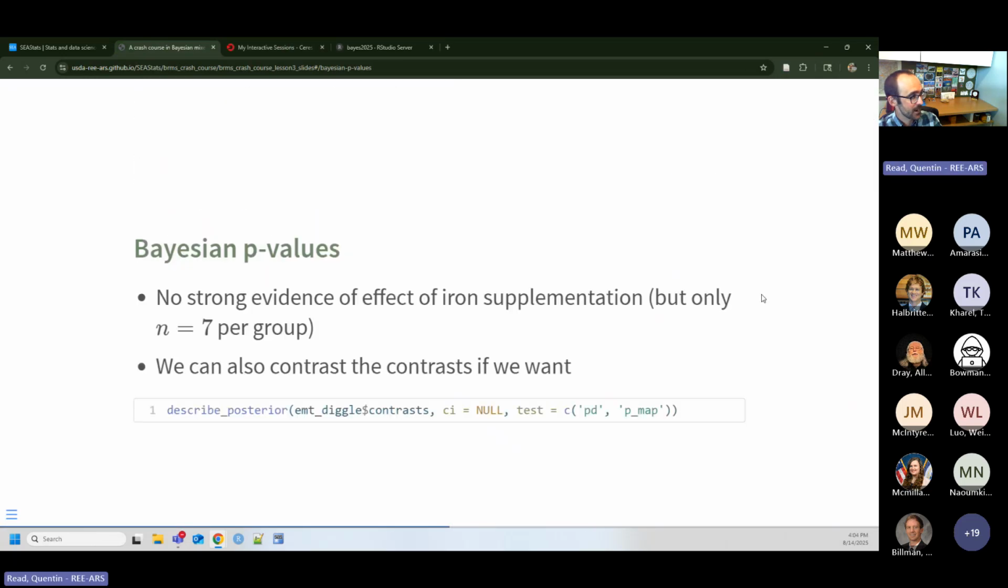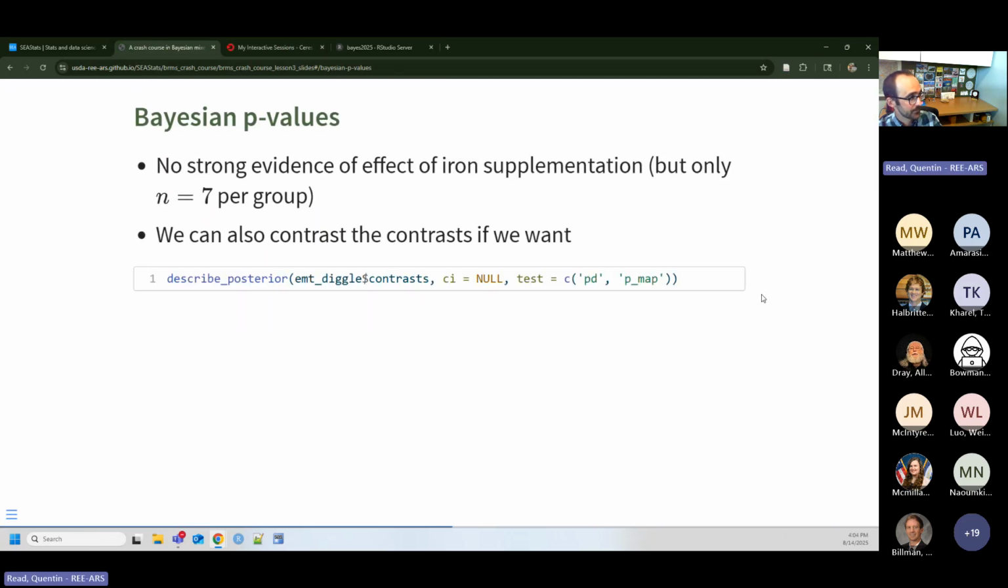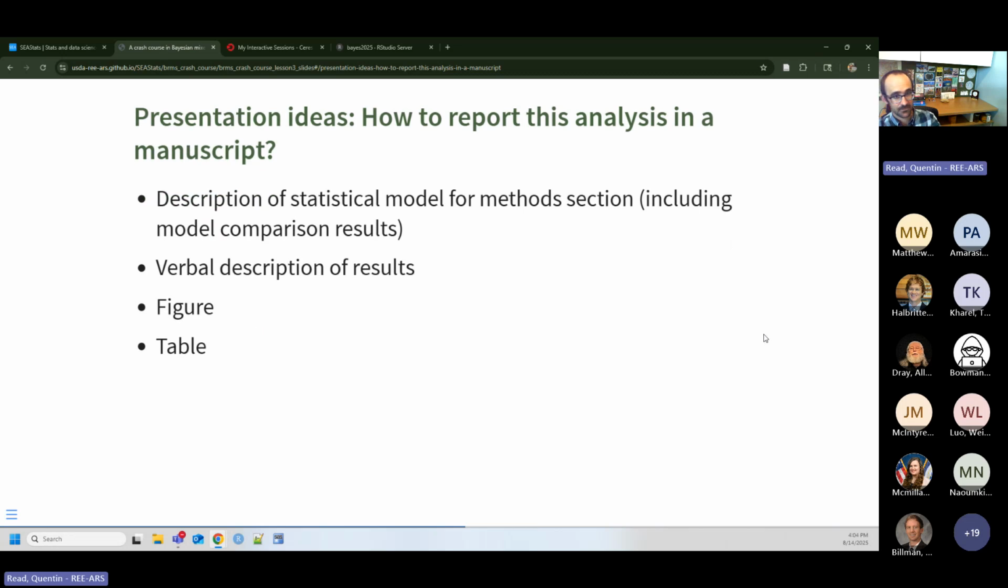Before we take a quick break, let's just go through, again, I'll mostly just save this for you to peruse at your leisure, but how would we write this all up? What would we put in a manuscript?